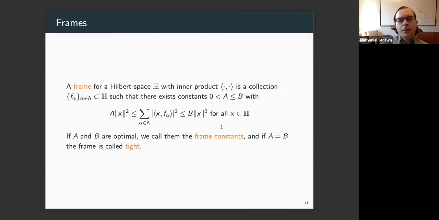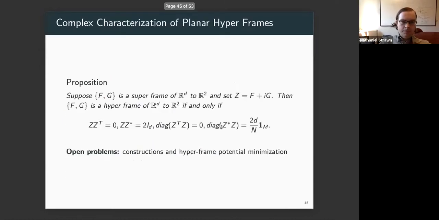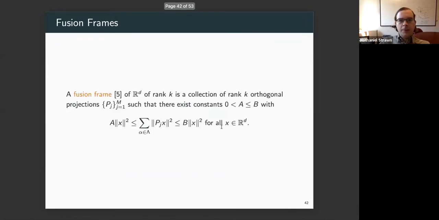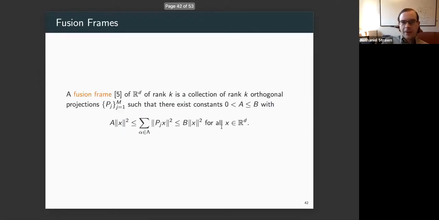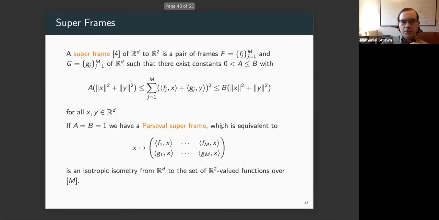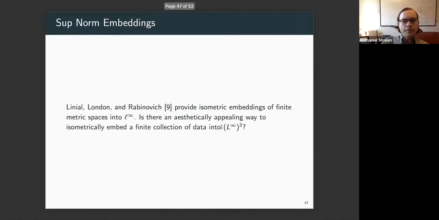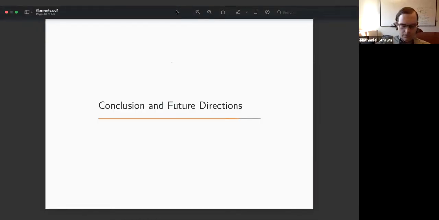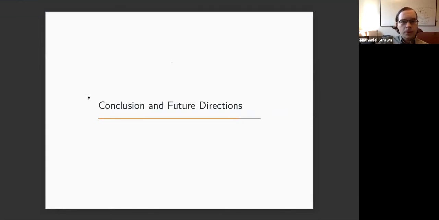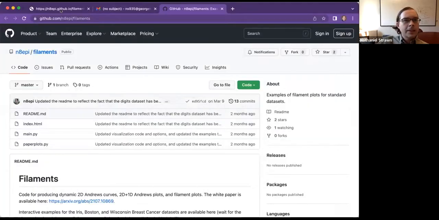The last thing, I won't be able to talk about hyperframes. I'm out of time. But this problem has some sort of finite frame theory formulation in some sense. And so these things called hyperframes show up, which are kind of mixtures of fusion frames and superframes. And I'd really like to show you some of these other data sets.